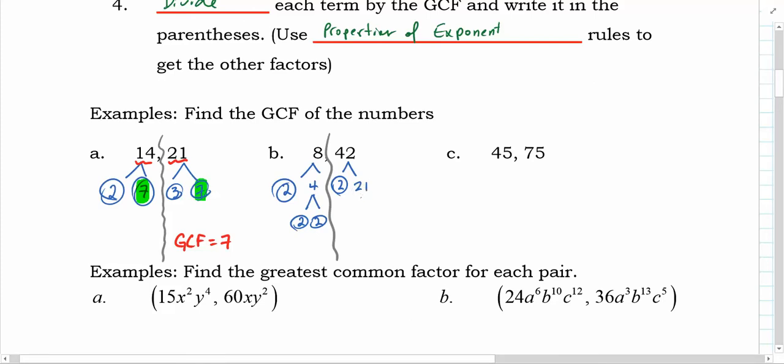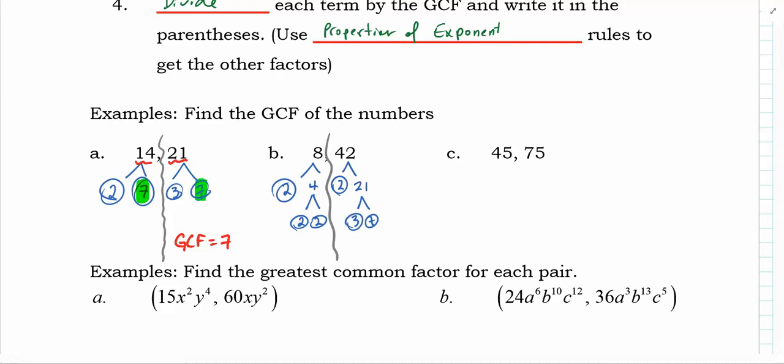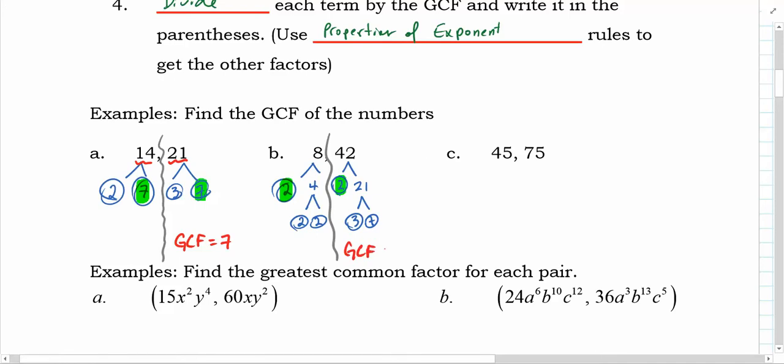21 can also be divided again. This time 3 times 7 equals 21. Those two are prime numbers, so we'll stop there. And we will identify the factors that are common to both 8 and 42. And in this case, it looks like only the 2 from each is common. So we would say that the GCF between 8 and 42 is 2.